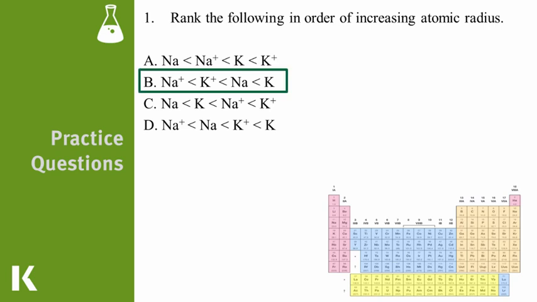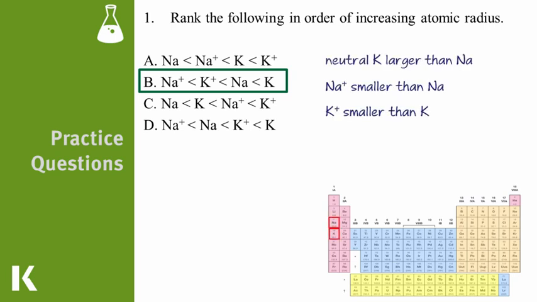The answer is B. Our answer choices give us 2 cations and 2 neutral atoms. From periodic trends, we know that the neutral sodium atom will be smaller than the neutral potassium atom. We also know that the sodium cation will be smaller than the neutral sodium atom, and that the potassium cation will be smaller than the neutral potassium atom. From this, we can eliminate answer choices A and C.